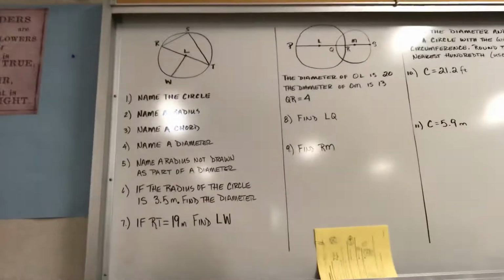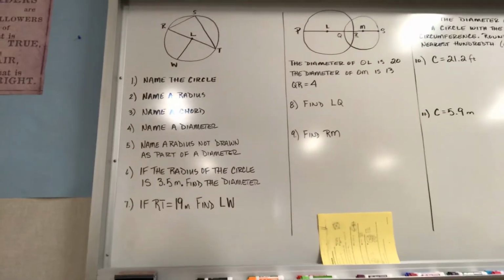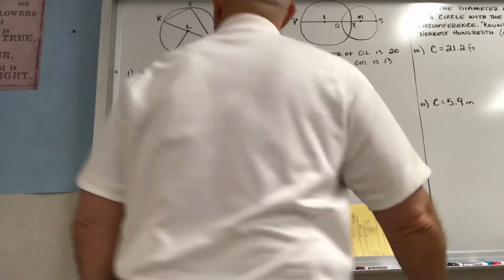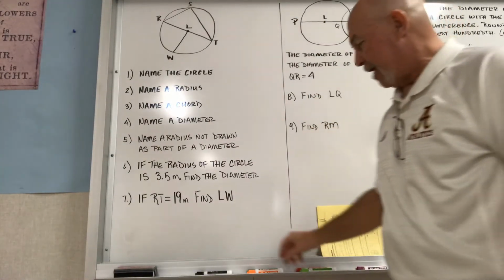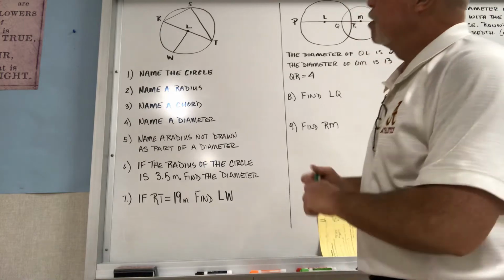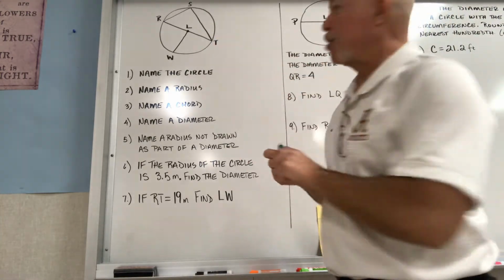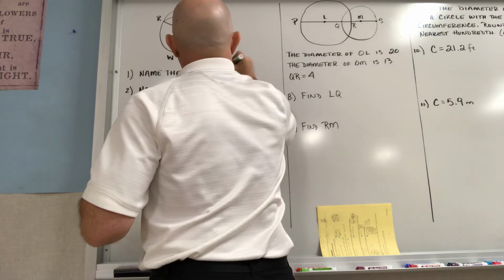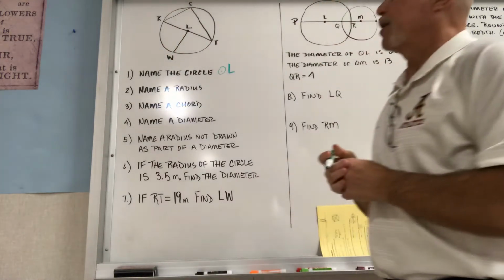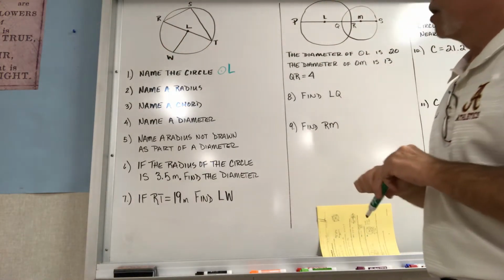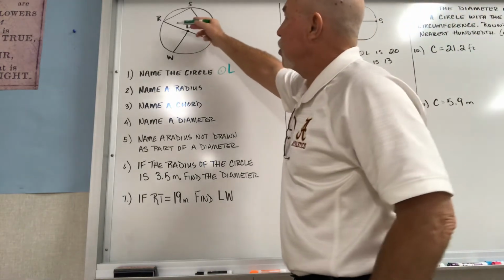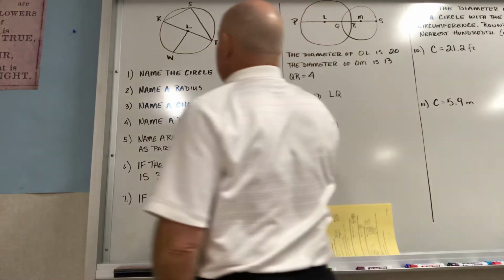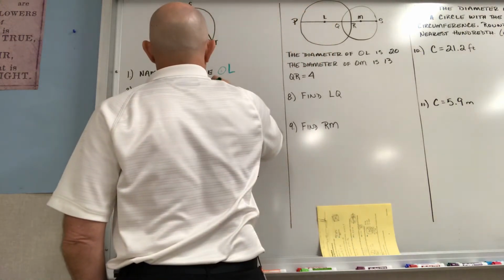First one here, all of these go to this particular circle right up here. So we want to name the circle. L is the center point. So we make a circle with a dot and that point. A radius. There's one, there's one, there's one. There's 3 drawn in this particular circle.